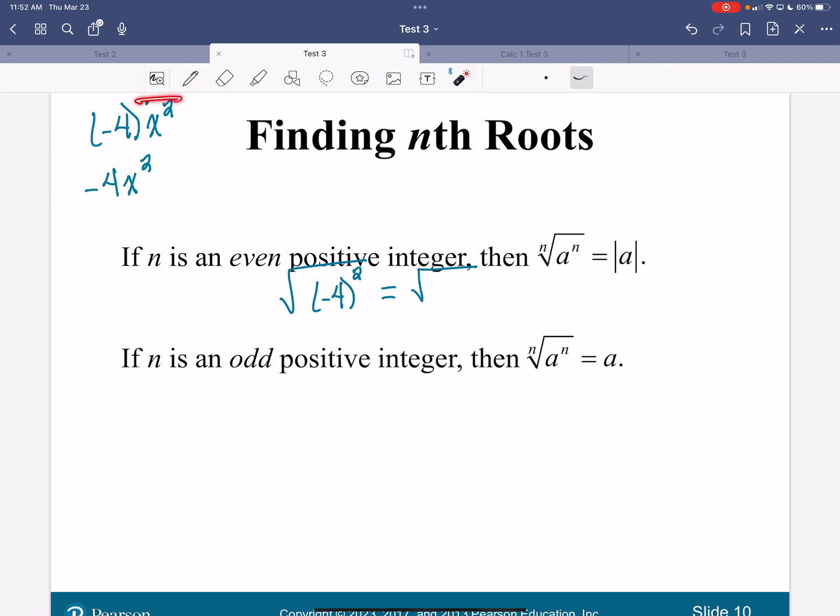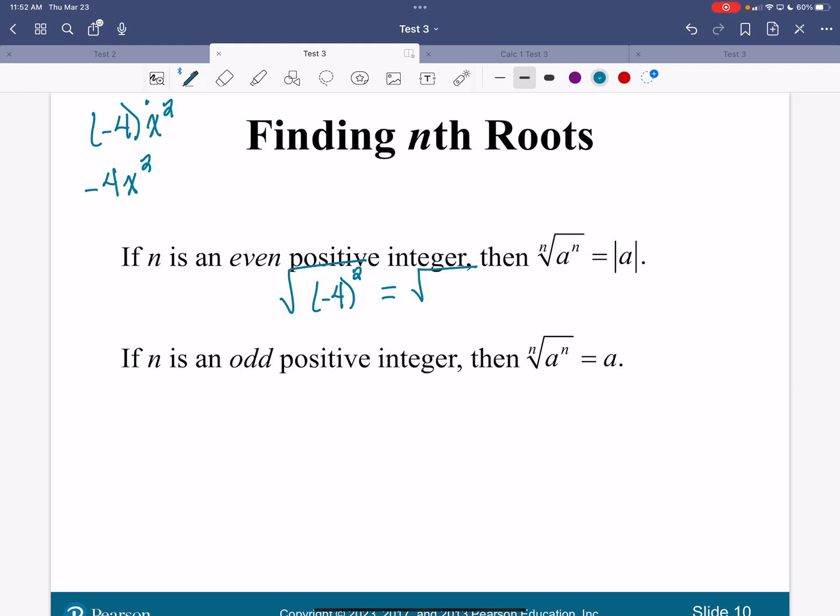This is the x to the second button on your calculator. Is that what it is, x to the second? Don't you have it? Okay. So here, I'm telling my calculator to square the negative and the 4. What am I telling my calculator to do here? Just the 4. Okay, so be careful with that.